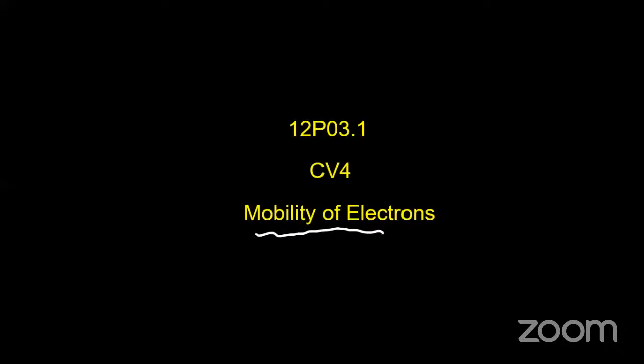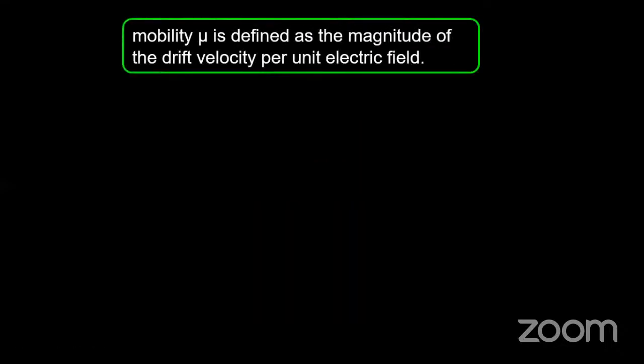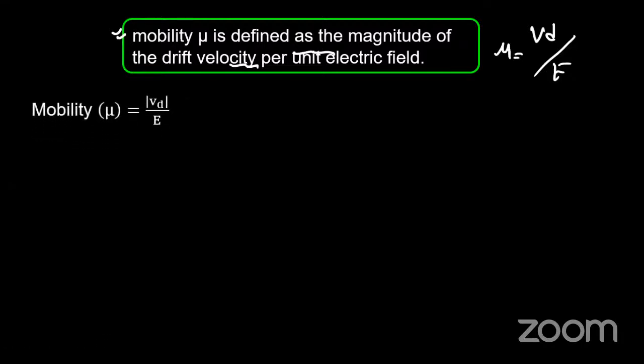Okay, let's go. So mobility mu is defined as, students, the magnitude of the drift velocity per unit electric field. Mobility mu, in the current electricity chapter, is defined as the magnitude of the drift velocity per unit electric field. You can write in your own words: drift velocity per unit electric field is known as mobility mu. So this is v_d, drift velocity, and this is the electric field.